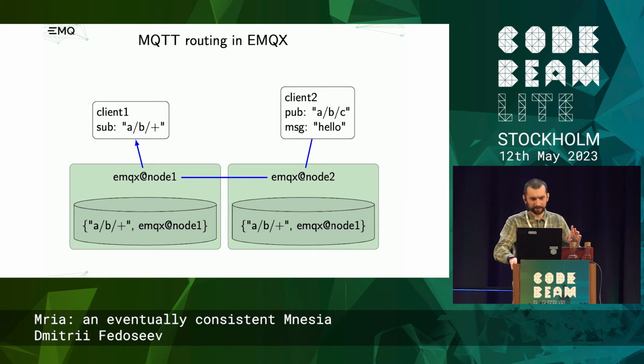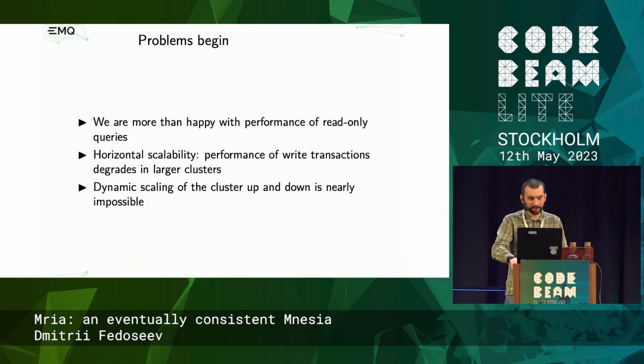This is a very simplified description of the algorithm, but it illustrates how we use Mnesia. And as you can see, it's really crucial to have extremely low latency and high throughput for dirty reads, because they happen for every incoming message.